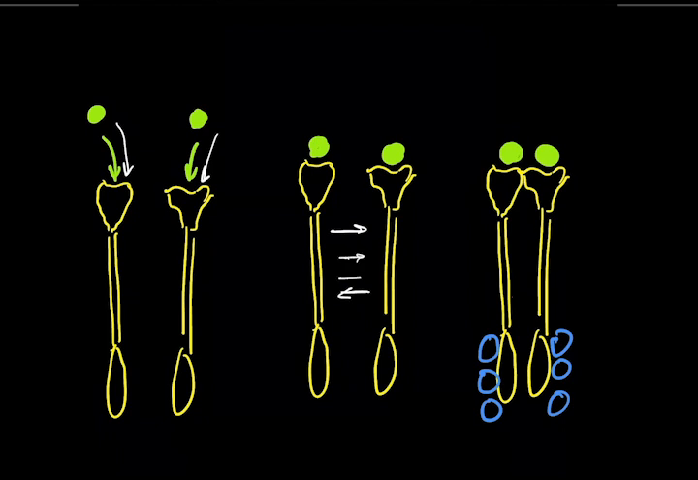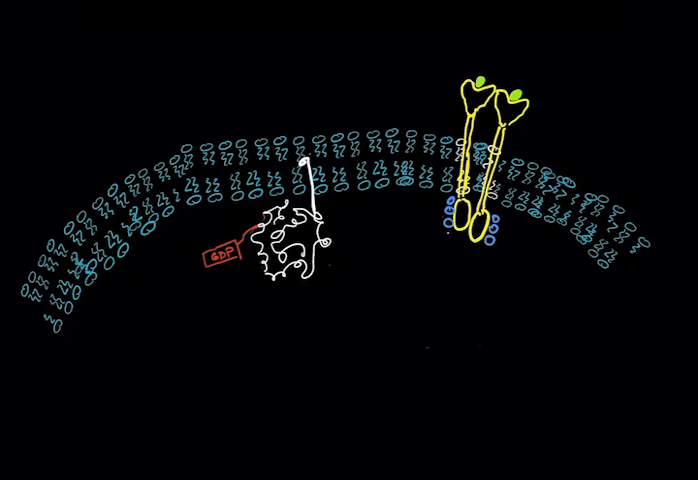Two RTKs are going to come towards each other, and then they are going to phosphorylate each other, which means they're going to add phosphate groups to their tails here. So once that happens, it means the RTKs are kind of in their active state, because different proteins are going to be attracted to these new phosphate groups. So different proteins are attracted to RTKs depending on the signal.